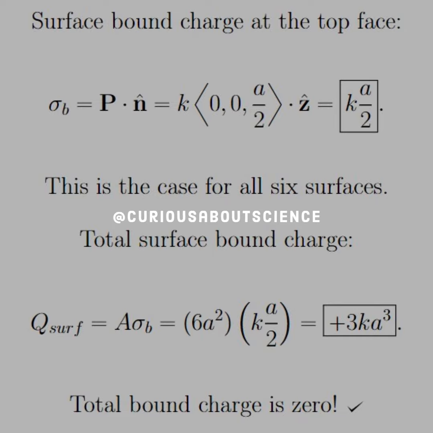So the total surface bound charge is Q surface is equal to A, the total area of the cube, times the surface bound charge, where we see we have 6 faces, and each of the faces has an A squared area, and we multiply that by K A over 2. We see that the 6 and the 2 cancel to 3, so we're left with a positive 3K A squared. And then if we add that together with the volume bound charge, we see that they cancel one another. Therefore, the total bound charge is 0.